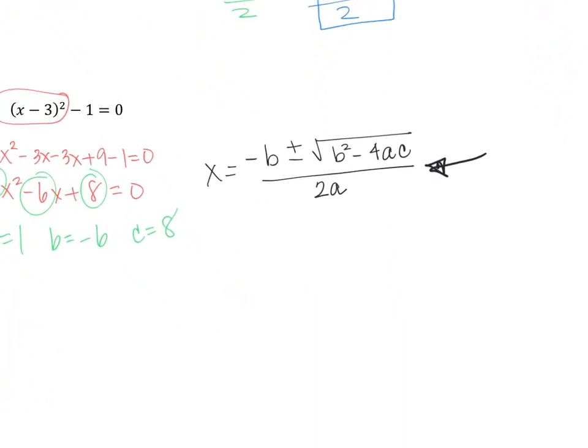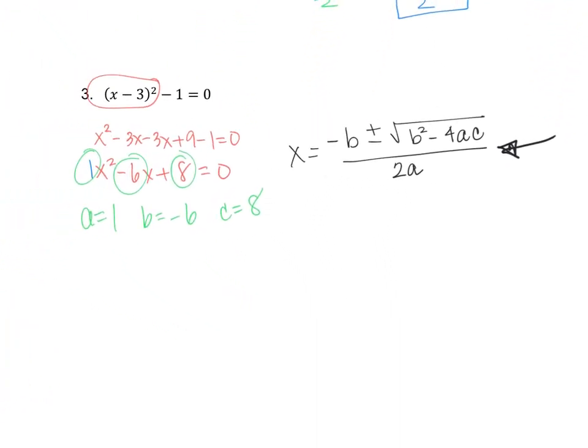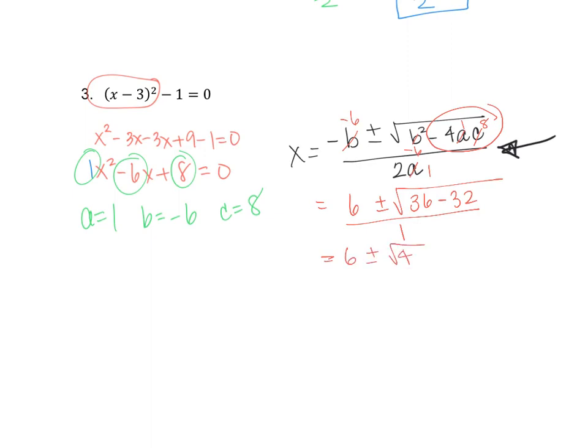So let's see. If I plug in my a, b, and c to this, b is negative 6. This is negative 6. My a is 1. My c is 8. So this will be negative negative 6. So 6 plus or minus the square root. Negative 6 squared is 36 minus this 4 times 1 times 8 is 32, all over 1. So that's 6 plus or minus the square root of 4 over 1, which is really 6 plus or minus 2 over 1, so just 6 plus or minus 2.